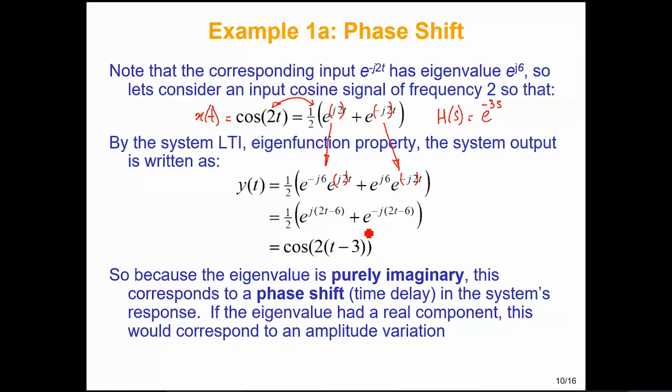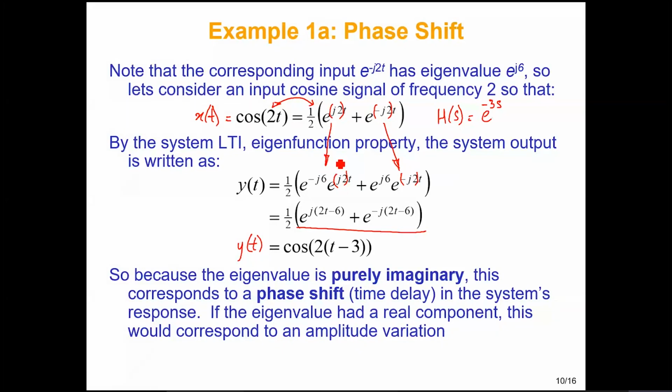And if you have two complex exponentials which are conjugate of each other, we know that they can be represented as a cosine. So we can just represent the whole thing as a cosine. So cosine 2t minus 3. This will be your output y of t. So the concept is very straightforward. We have complex exponentials which are eigenfunctions. We just need to know the eigenvalue for those eigenfunctions.